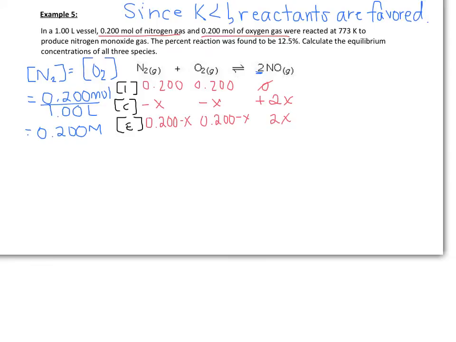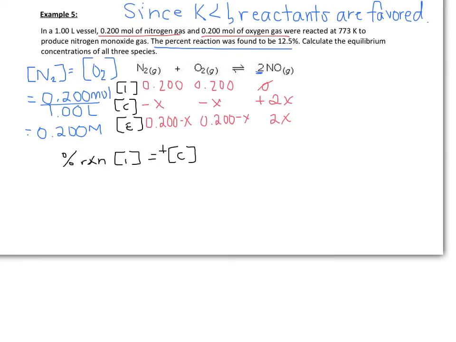Once you get your ice table set up, you go back to the question for the extra piece of information. And in this case, our extra piece of information is that the percent reaction was found to be 12.5%. This means that 12.5% of the initial concentration has been converted over to the equilibrium. This opens us up to a formula that we can remember. When you're given the percent reaction, the percent reaction tells us that that is the percent of the initial concentration that has been converted over.